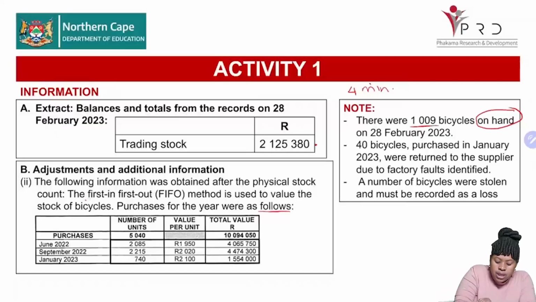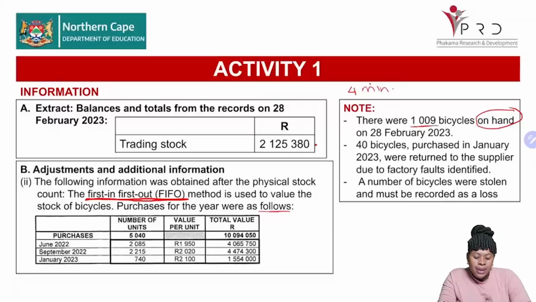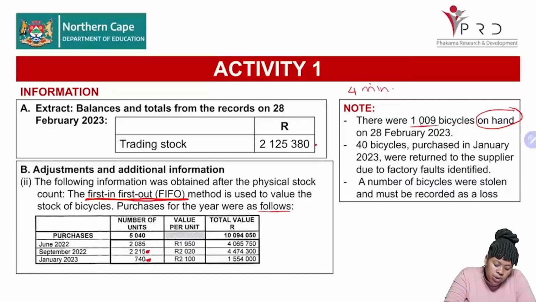They said we are using the first in, first out method. So when we are using the first in, first out method, it means that whatever we bought last will be the last items that we are going to sell. So if we have purchased 740 bicycles, it means that 740 bicycles would be the last bicycles to sell. So that would still be available in the business because we only have 1,009 bicycles left.